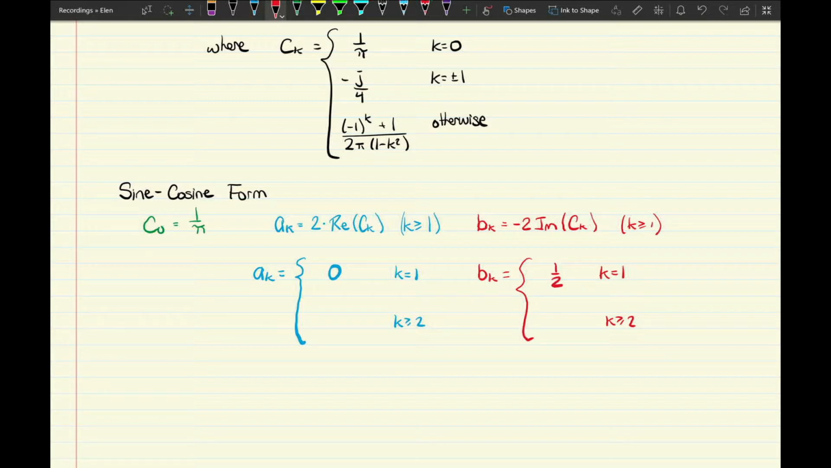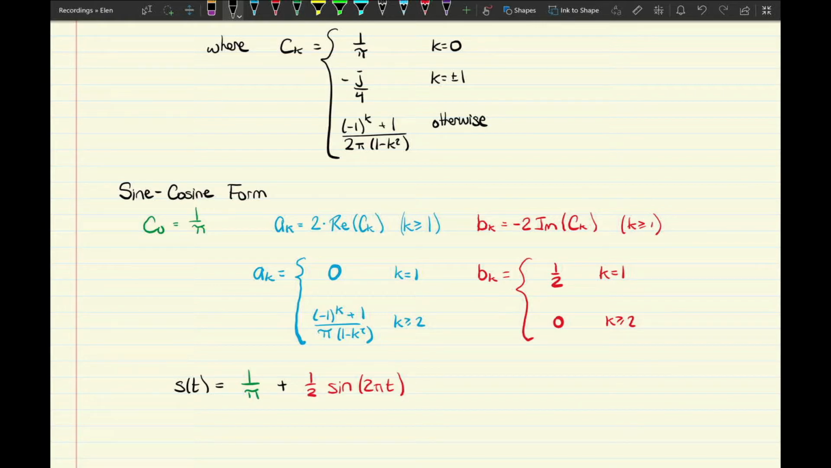For k greater than or equal to 2, we see that the Fourier coefficients -1 to the k plus 1 all over 2 pi times 1 minus k squared is completely real. So that means that b_k is equal to 0 for k greater than or equal to 2. And when we double that coefficient, we end up with the coefficient for our cosine terms. And that's going to cancel the 2 in the denominator. So we can write out our Fourier series in sine-cosine form now. We'll start with the DC term. And then for our first harmonic, the fundamental frequency, we only have a sine term, and it's going to be the only one that we end up with, and it has a coefficient of 1/2.